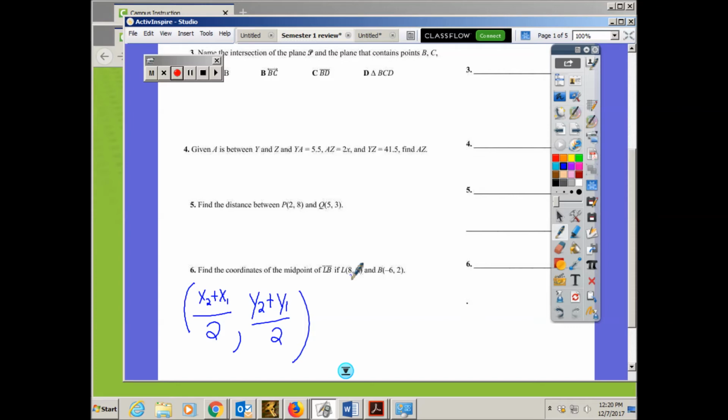When you take an average in math, you're taking the thing in the middle. So, 8 plus negative 6 divided by 2. 8 plus negative 6 is the same as 8 minus 6, correct? And 8 minus 6 is 2. And 2 divided by 2 is 1. Now over here, 5 plus 2 is 7. And 7 divided by 2 is 7 halves. If you put 3.5, I will accept it.